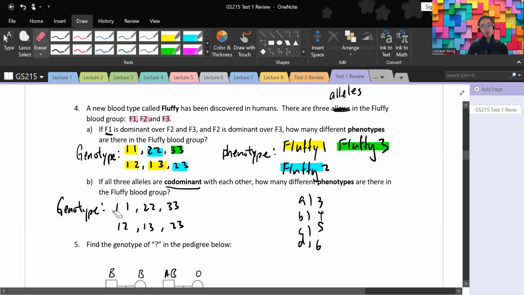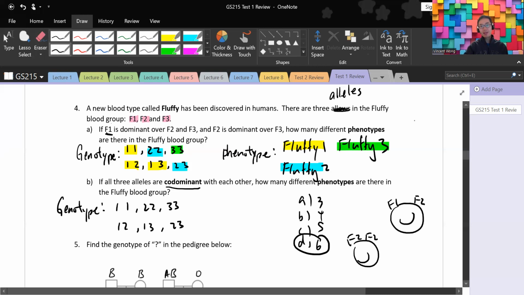Okay. So 1, 1, that will be one type. 1, 2, that will be another type, because 1 is no longer dominant over 2. So if you have F1 and F2, that means on the surface of your cell, you would have fluffy 1 and fluffy 2 protein. So that's one phenotype. 2, 2, it would just be F2, F2. F1, F3, F3, F3, F2, F3. So there will be a total of 6 possible phenotypes when they're co-dominant.